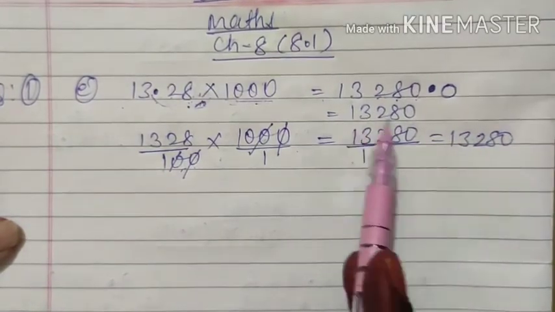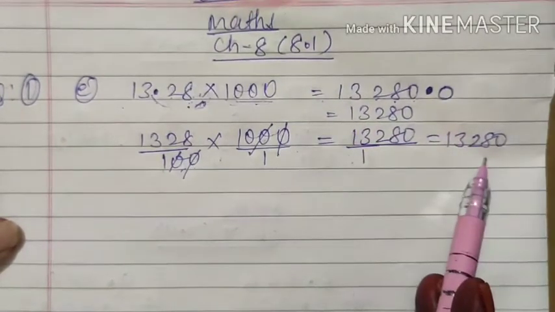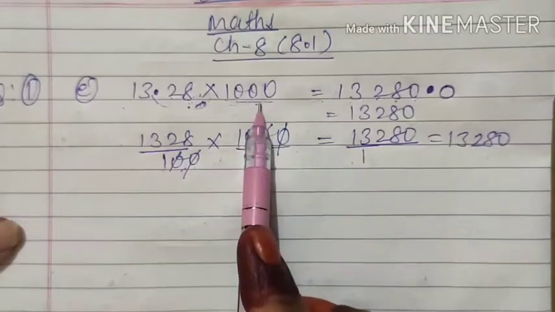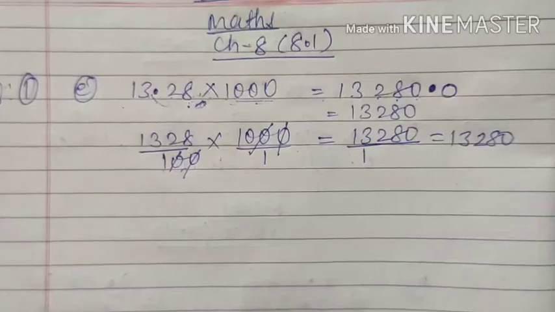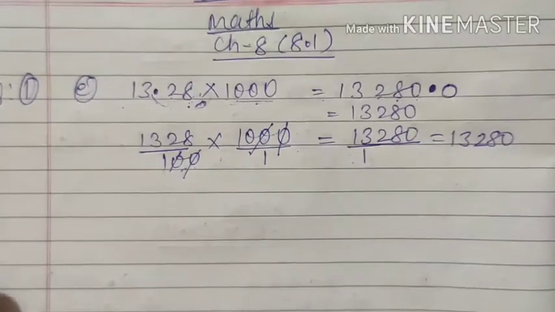Now you see, in both cases we are getting the same answer. That means here you can use the shortcut also. Generally we use the shortcut only. Likewise, you will solve all the questions of all the parts of question number 1. Then we will go to question number 2.